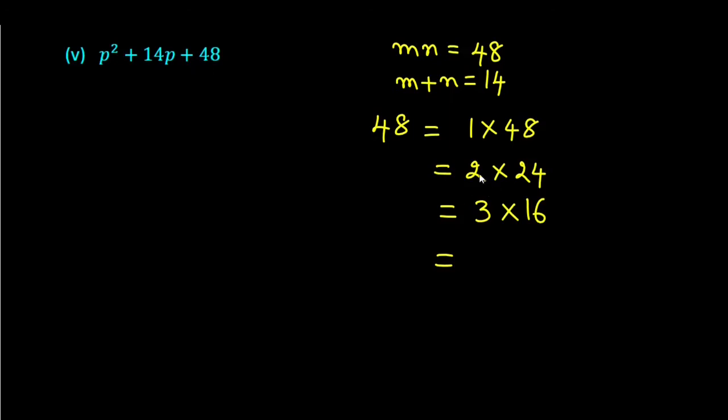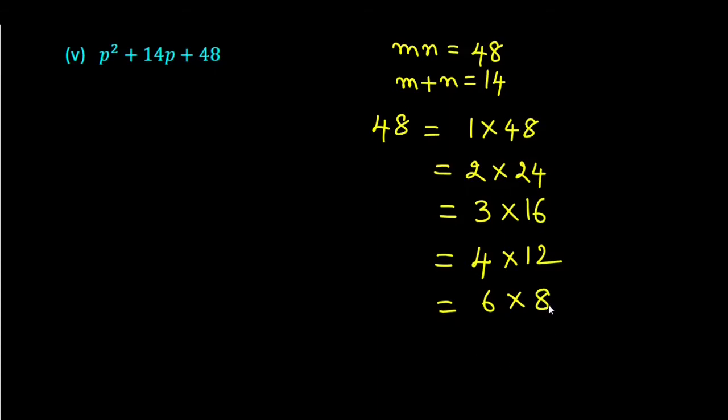48 is also divisible by 4, because when we divide by 2, we are getting 24. 24 is divisible by 2. So 48 is also divisible by 4. 4 into 12. Then it is not divisible by 5. It is divisible by 6. So 6 into 8. Then it is not divisible by 7. Then it is divisible by 8.